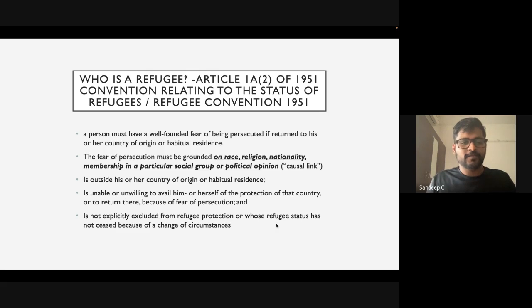Okay, so in addition to that, once the person has arrived in the territory of a foreign country, he or she is unable or unwilling to avail himself or herself of protection from his or her own national country or government, and is not willing to go back. Okay, continuously he or she is not willing to go back because the threat still continues. Okay, that should be there. The mental perception of the threat still continues even after reaching the foreign territory.